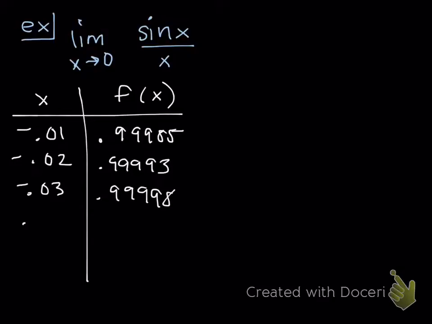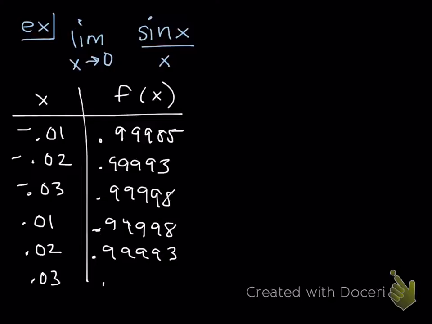Now we have to approach 0 from the positive side. When I plug in 0.01, I get 0.99998. When I plug in 0.02, I have 0.99993. And at 0.03, we get 0.99985. So because from either direction, as I am approaching 0 from the left side and from the right side, it's clear that this limit is approaching the value of 1.